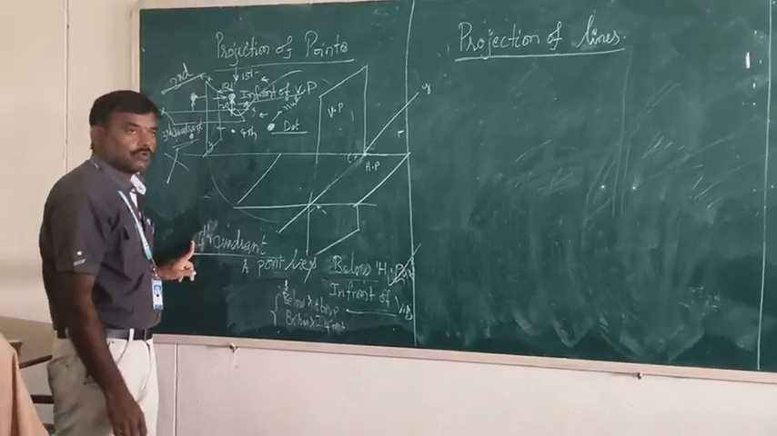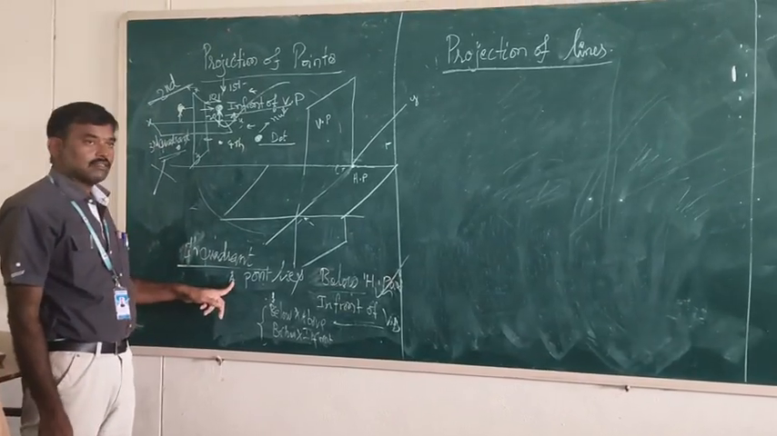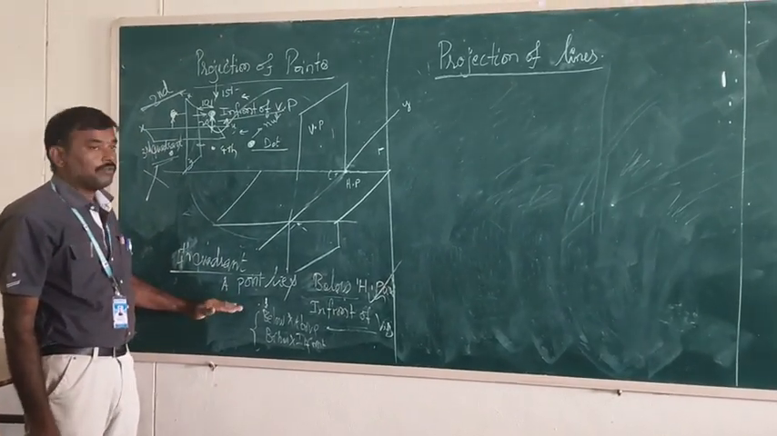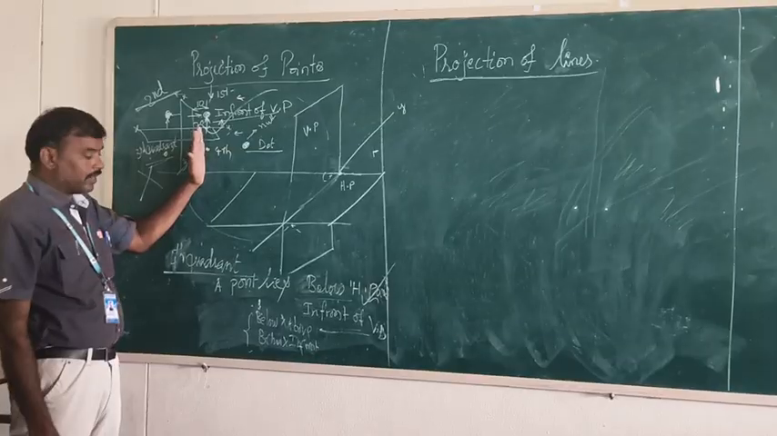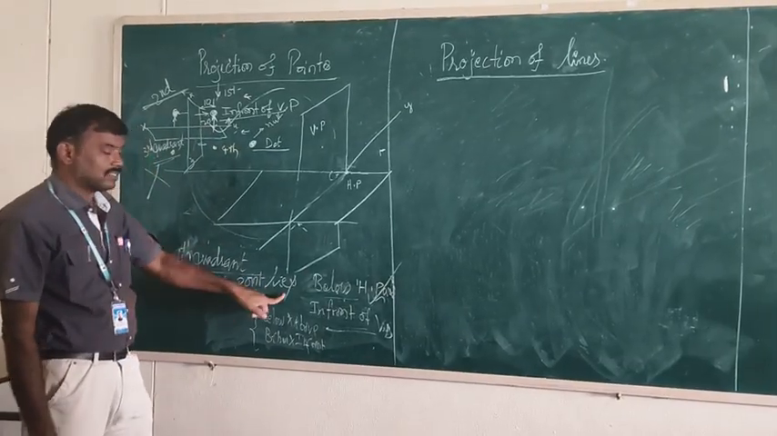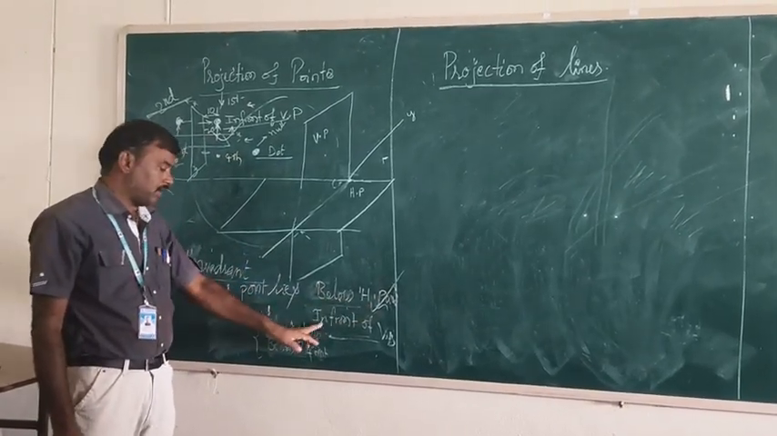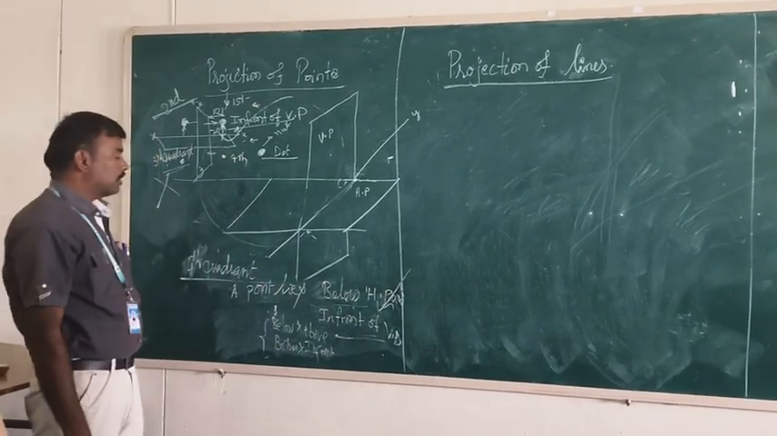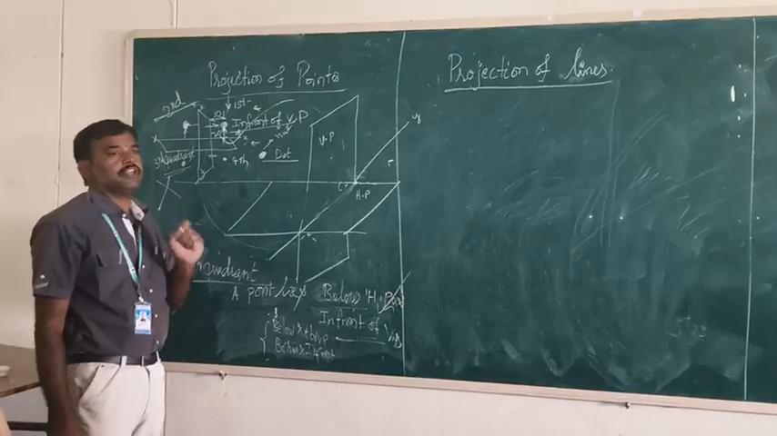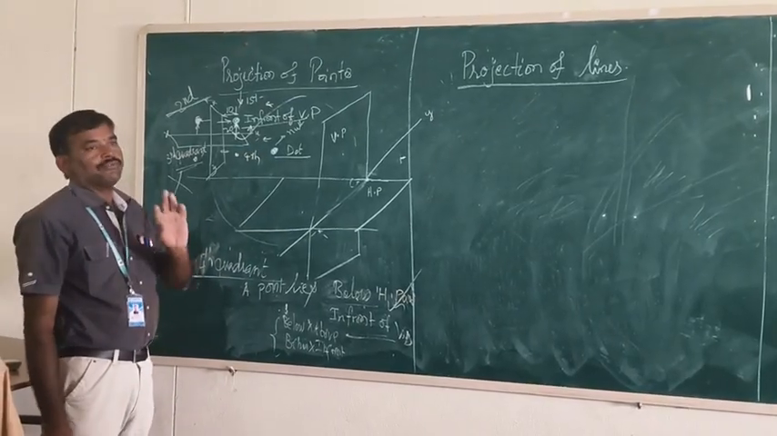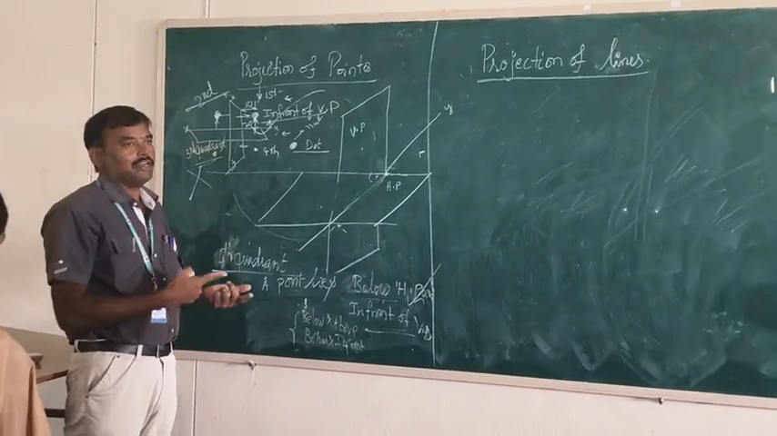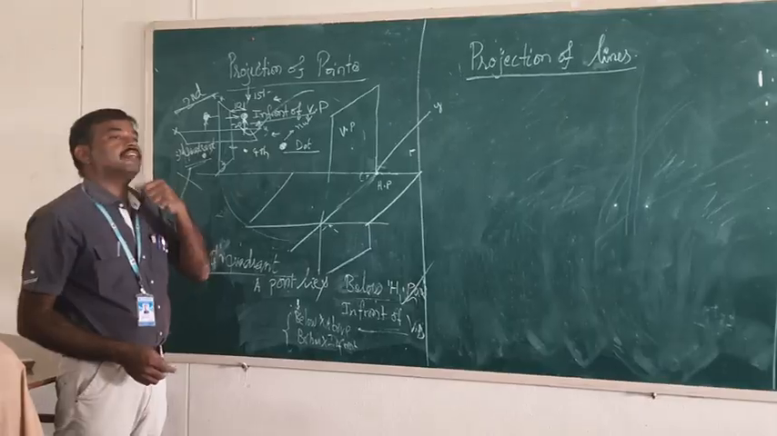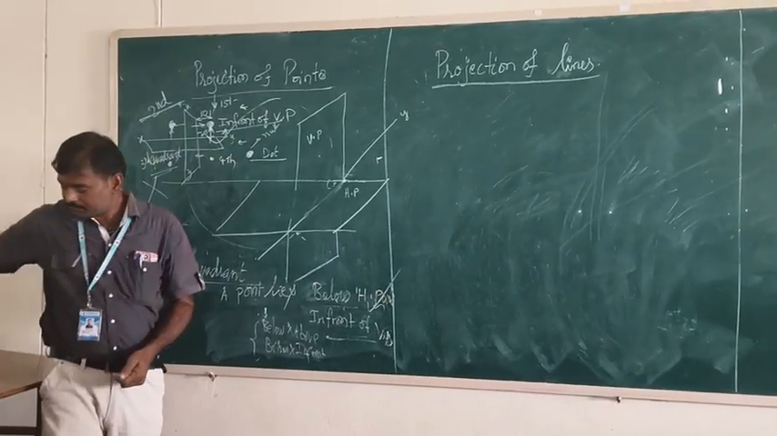Earlier that was the third quadrant. Now this is the fourth quadrant. Clearly we have to give the reference accommodation in the fourth quadrant. What is that? A point lies below HP and in front of VP. So here the very useful thing is we have four words along with the vertical plane, horizontal plane, and reference plane. Then adding four words. What are those?